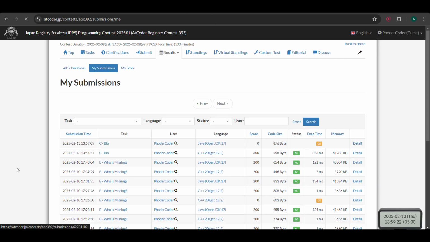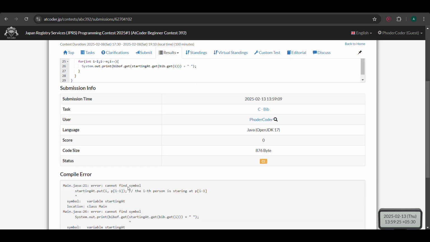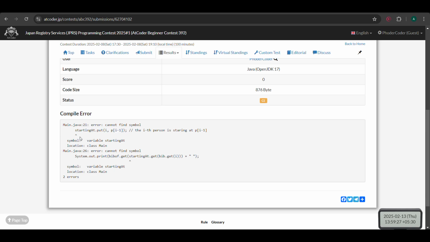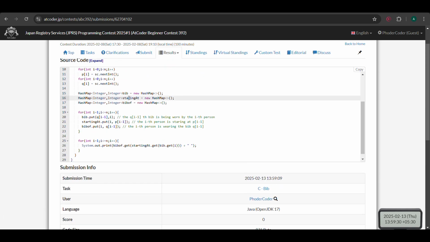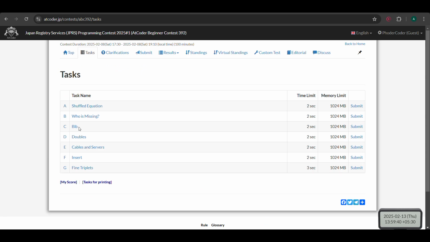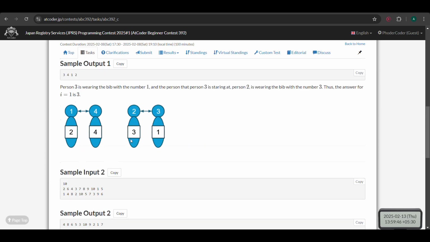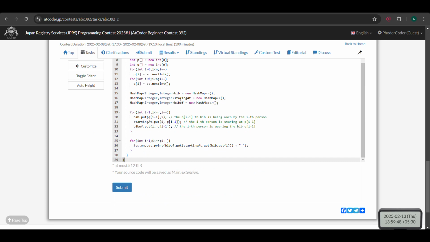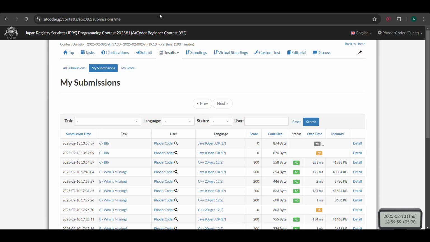Alright, so let's see, it is giving a compilation error. There might be some issue. It says we cannot find the symbol staring at. Have I made the staring at? I have made it. Oh, I wrote staring at here and starting at here. So let's quickly copy this and do this again. A little bit of spelling mistake there. I'll paste it here and correct the spelling. This is not starting, this is also staring. I'm used to writing starting, so I made a small mistake there. Sorry about that. Let's submit this again.